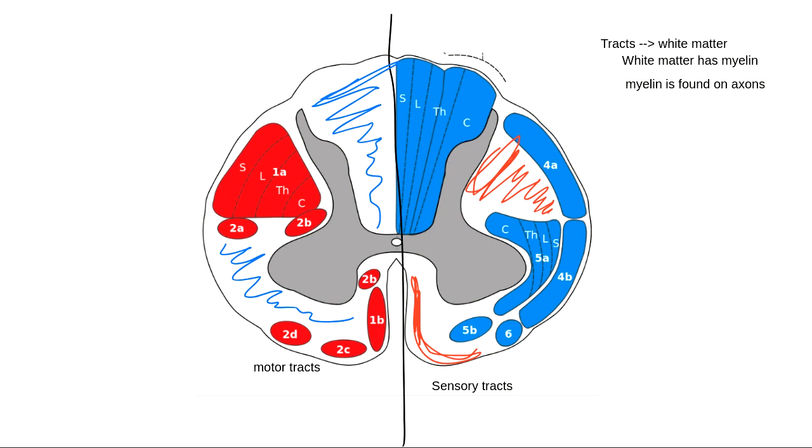I just like the English word better, so we're going with tract. Anywhere in the white matter of the spinal cord, we have these tracts. Tracts are groups of axons that are either shooting up to the brain or shooting down from the brain out to the body. Carrie had a question about whether this is like that homunculus.